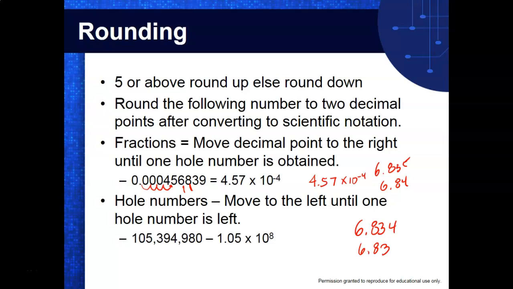Whole numbers, move to the left until we have one whole number to the left. So I'd start counting: 1, 2, 3, 4, 5, 6, 7, 8. So 1.0, then what would come next? 5. And why wouldn't we round that? Because it's got a 3, right? Everybody understand that? Everybody okay? And then we'd say times 10, and how many times did we move it? 8 times. Good.